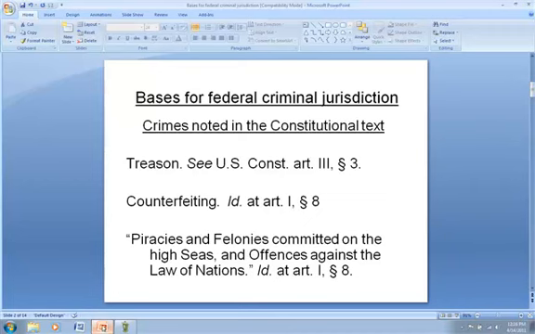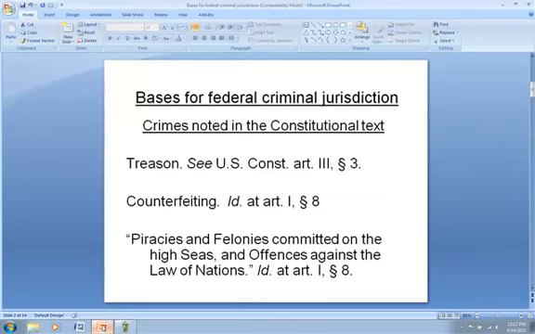One is the crime of treason, mentioned in Article 3, Section 3; the crime of counterfeiting, in Article 1, Section 8; and the crime of piracies and felonies committed on the high seas and offenses against the laws of nations, Article 1, Section 8. So again, you can see these are all crimes where it's necessary that the federal government be the unit of government that does the prosecution. The crime of treason is treason against one's country, not against any one state within the country. Because it is by nature a crime against the federal system, it's appropriately prosecuted in the federal system.